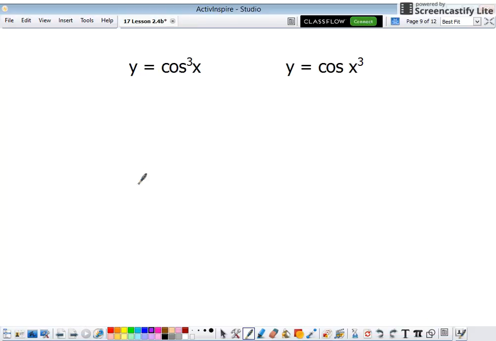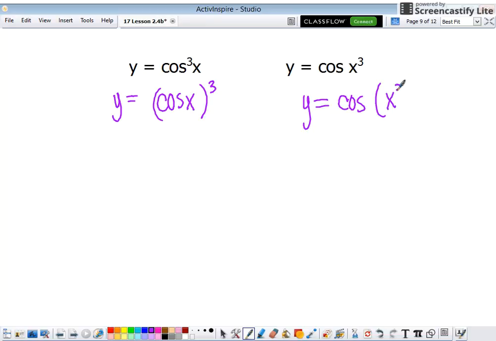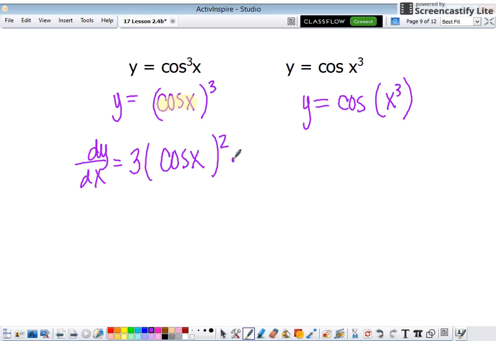Okay, these two problems right here, people get confused on which is which. So when you see cosine cubed, we've talked about this before. Cosine cubed of x is the same as cosine of x cubed. But when you see cosine of x and then the cubed, that's this right here. So in the first function, cosine of x is actually the inside function. If you're trying to take the derivative of this one, the inside function is cosine, the outside is the cubed. So the 3 comes down in front, derivative of the outside with the inside left alone. And here's the inside left alone. And then you would multiply by the derivative of the inside, and the derivative of cosine is negative sine.